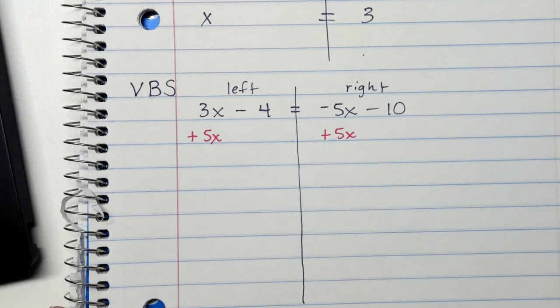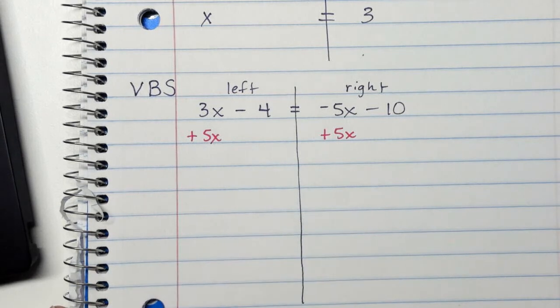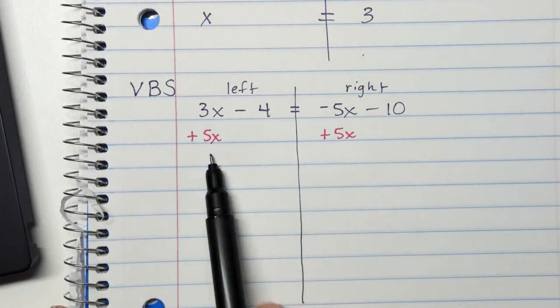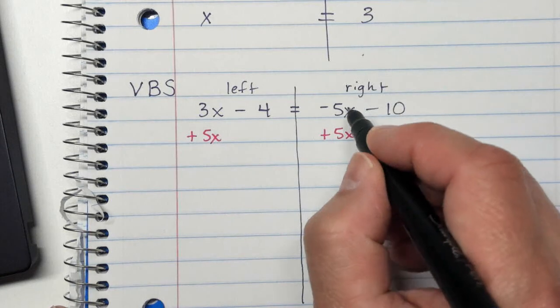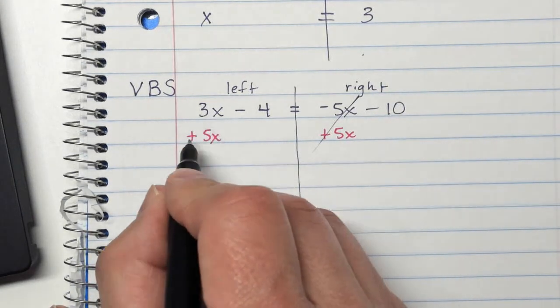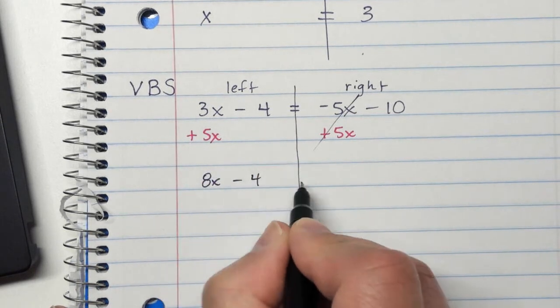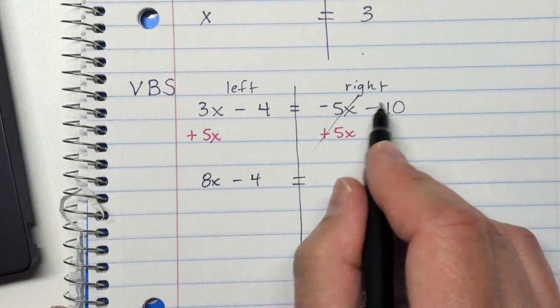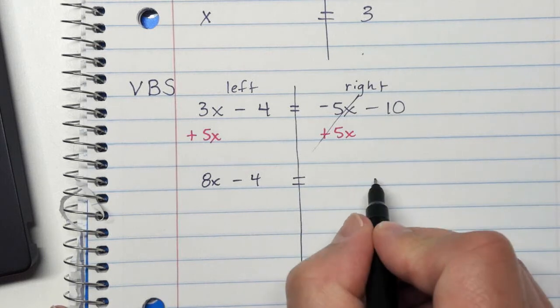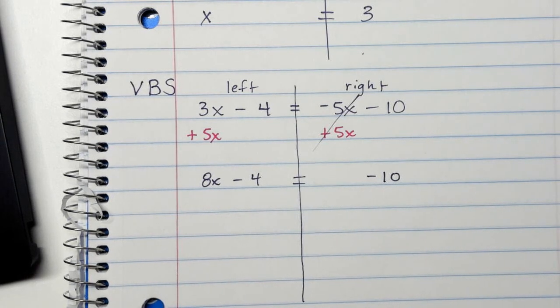The golden rule of algebra is whatever you do to one side of an equation, you do to the other. This is how you show it. We did it on the left, we did it on the right. This cancels. 3x plus 5x is 8x. Minus 4 goes down, equal sign goes down, and we have a negative 10 left over on the right side. Now it's just a normal two-step.